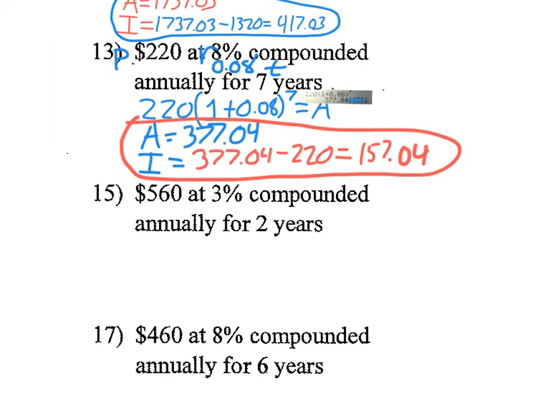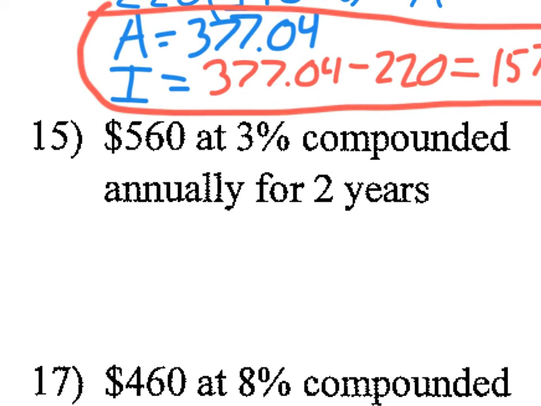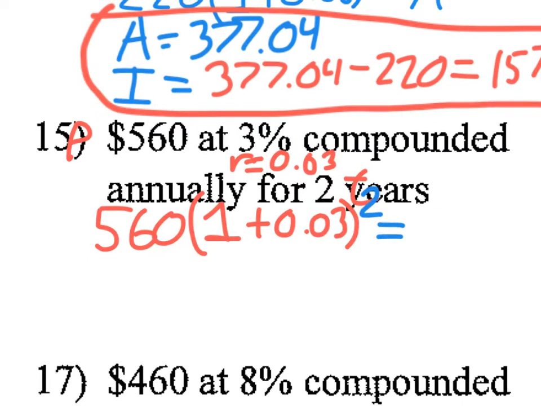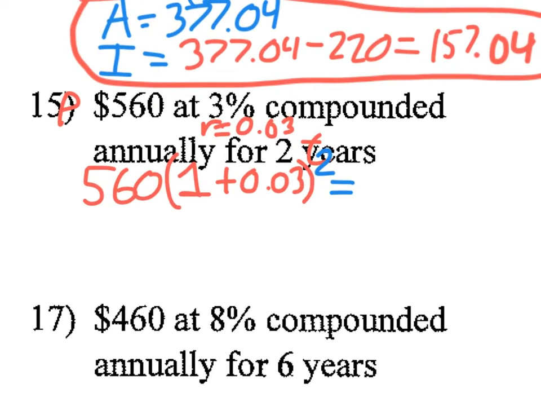All right, number 5. Here's the principal. Here's the rate. That's going to be 0.03. And then there's our time, already in years. So $560 is our principal. 1 plus 0.03 to the power of, I'm going to change colors so that doesn't overlap, 2 for years. Plug that in the calculator, show you what it looks like.